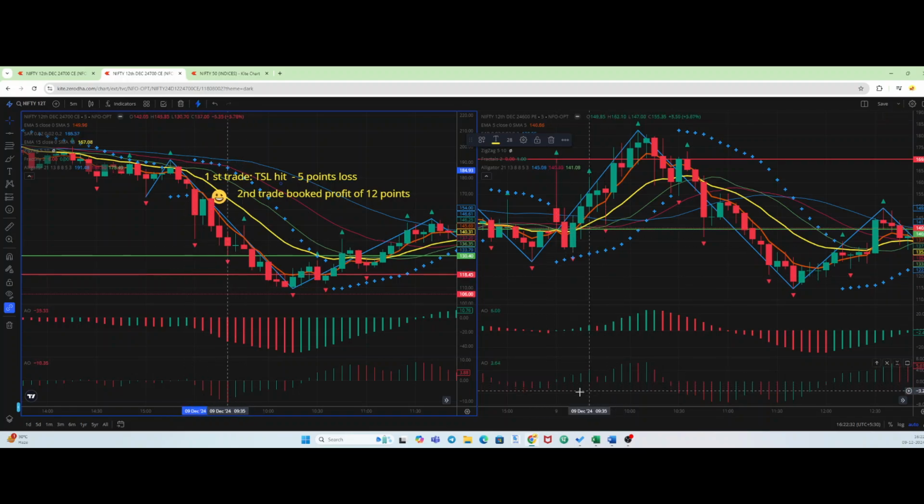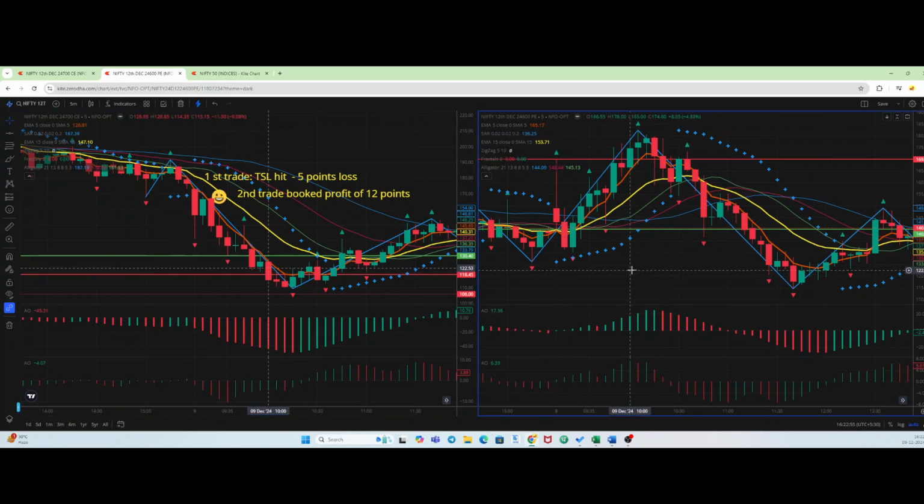Because the Awesome Oscillator is not supporting, that is green, and the Accelerator indicator is also not supporting. Both the Awesome and Accelerator indicators are green, and PSAR is also at the bottom, and this candle is within the alligator area, over the alligator area. That is why we are not taking the P side, or we have taken only from the C side.